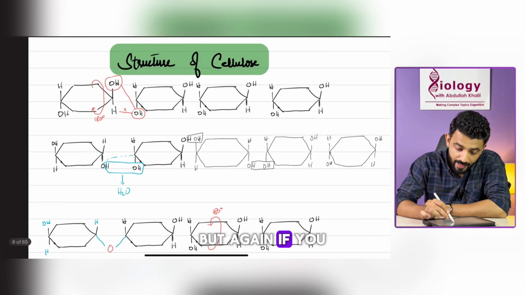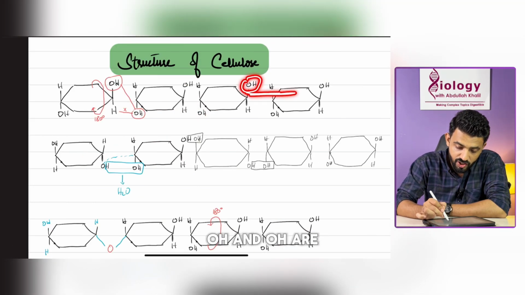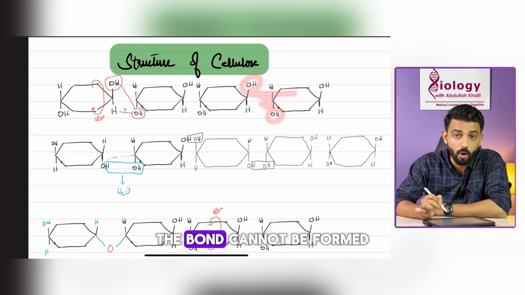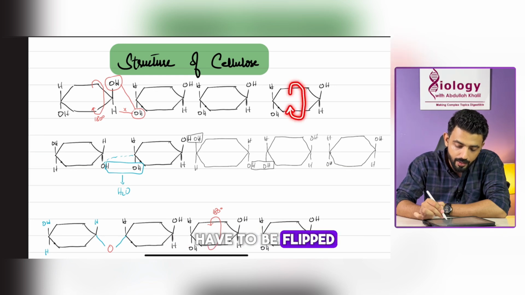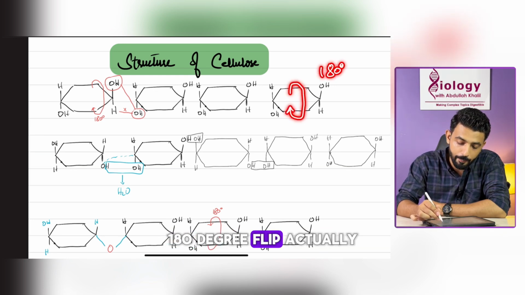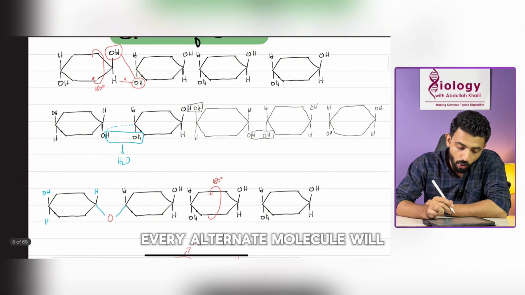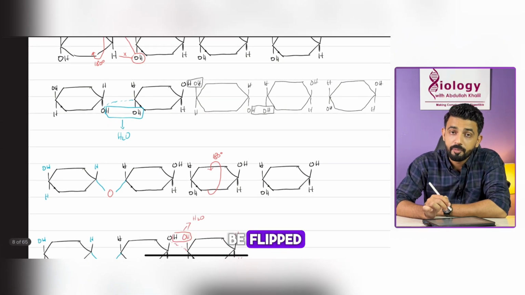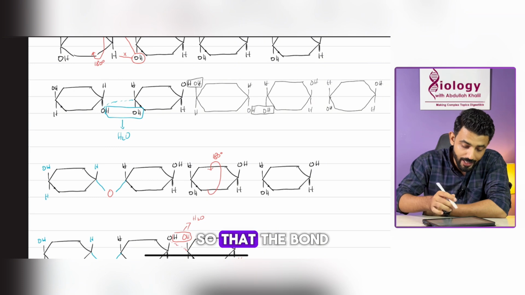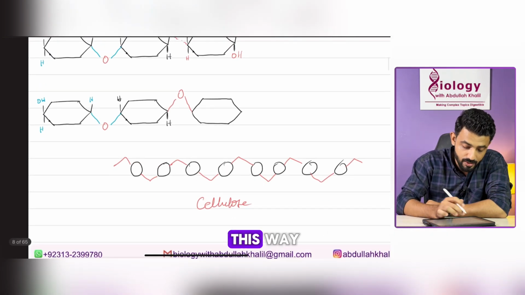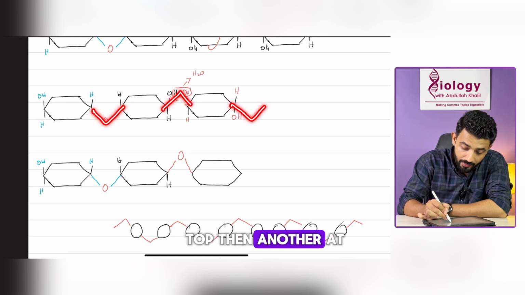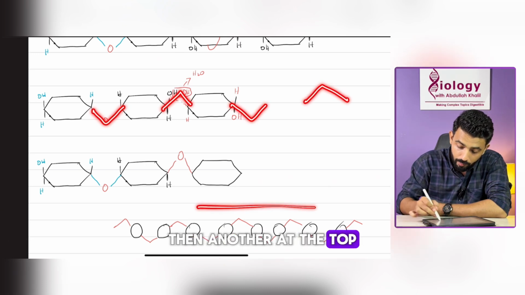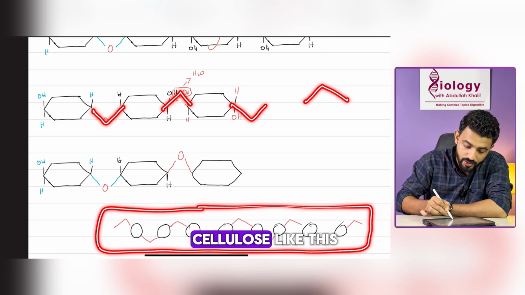But again, if you can see here, OH and OH are not aligned together. Because they are not aligned together, the bond cannot be formed. So again, this molecule will have to be flipped. 180-degree flip. Actually, every alternate molecule will be flipped 180 degrees, so that the bond will be formed in this way. One bond formed at the bottom, the other at the top, then another at the bottom, then another at the top, forming the molecule of cellulose like this.